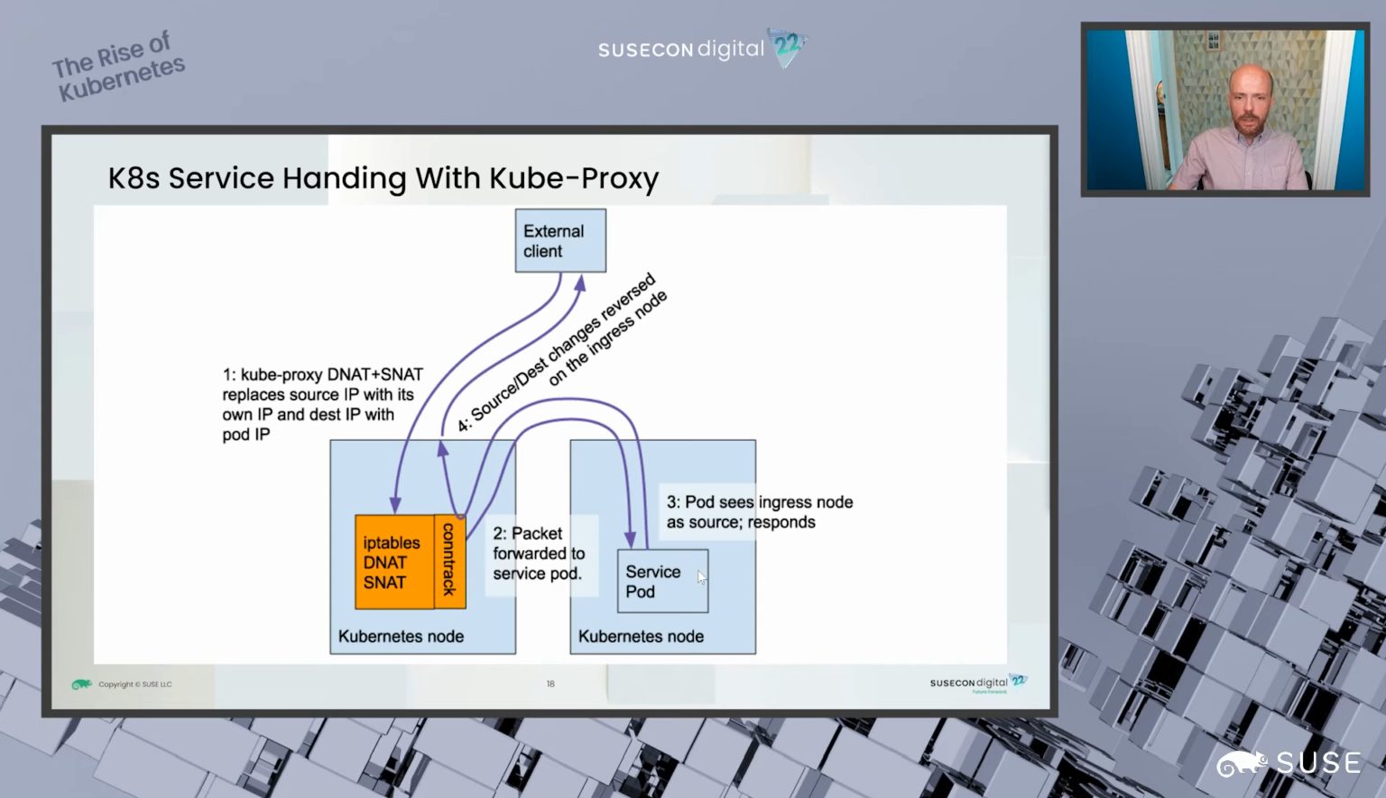But here's where we need to talk about what the service pod actually sees. The service pod sees a packet with the source IP address of the ingress node as the source. That means that if your workload, whatever it is, needs to log the external client IP or needs to make a decision based on the external client IP, it can't do that.